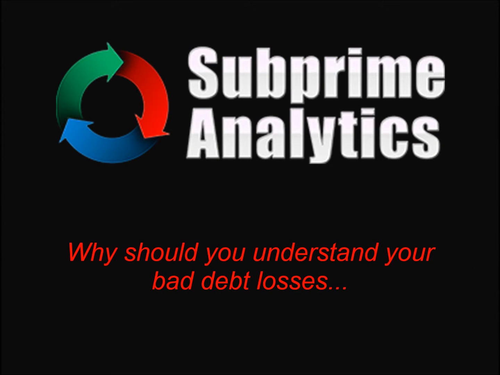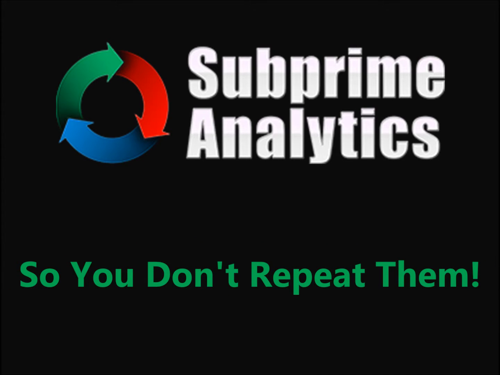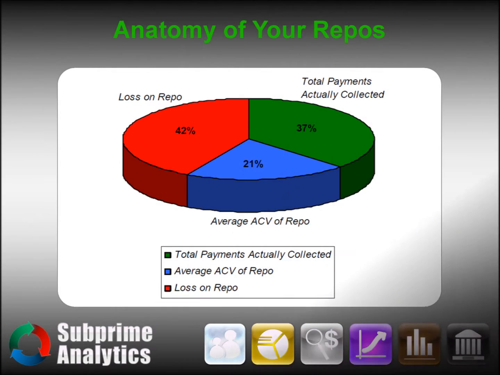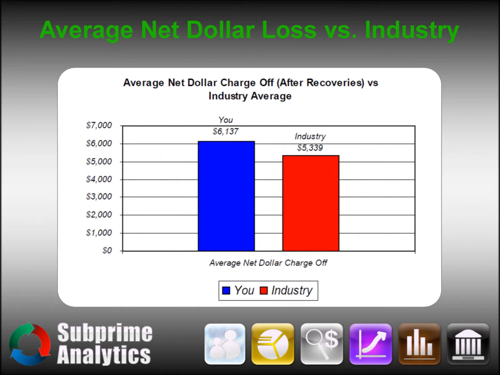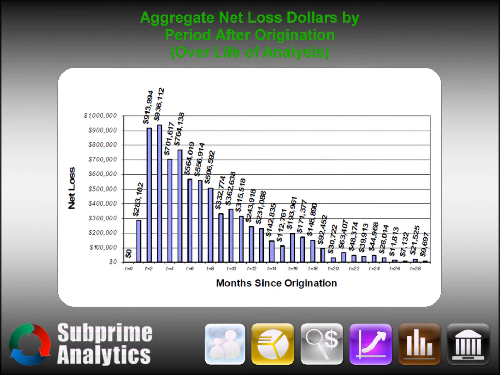Why should you understand your bad debt losses? Simply so you don't repeat them. When we do an analysis and anatomy of your repos, you can see how much you're actually collecting and how much you're actually charging off. We look at your average net dollar loss rate versus your industry peers. Are you charging off more than your competition? Are you maximizing your recoveries? As I mentioned earlier, we look at the aggregate net dollar losses by period after origination, remembering that the longer in the life you go before a default occurs, the more money you've collected.